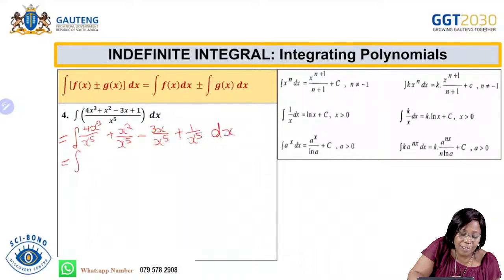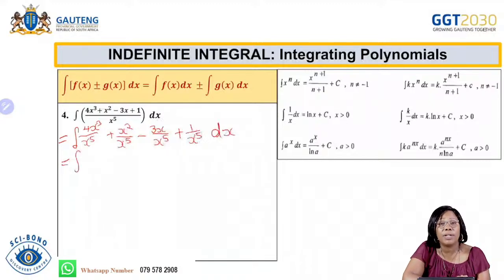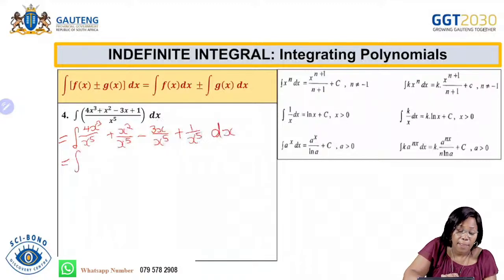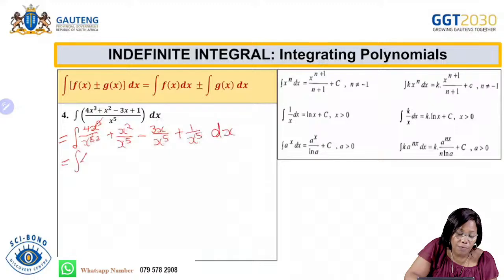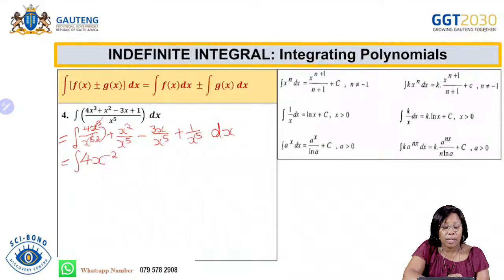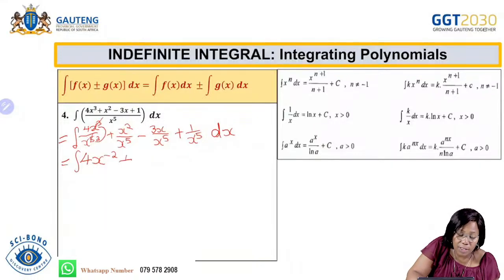And then we are still simplifying, we will still bring our integral sign. For the first one, we will be left with, remember we are having x to the power 3, it will take 3 from there, we will be left with x to the power 2 there. So it will be 4, x to the power 2, we take it up, it will be x to the power minus 2.